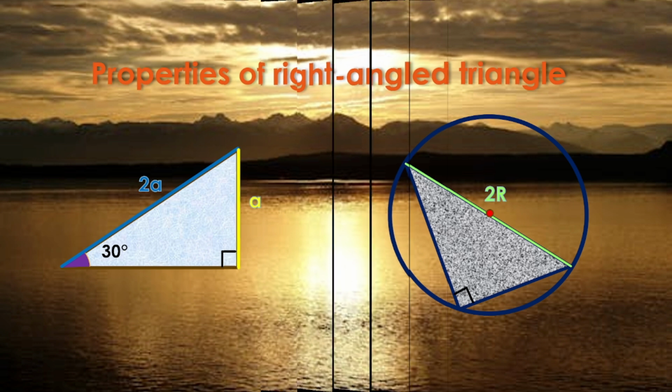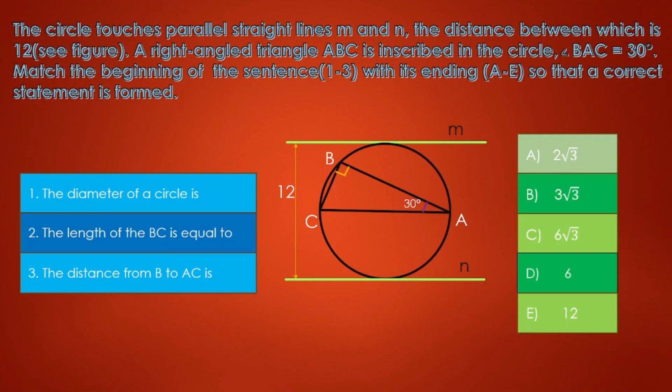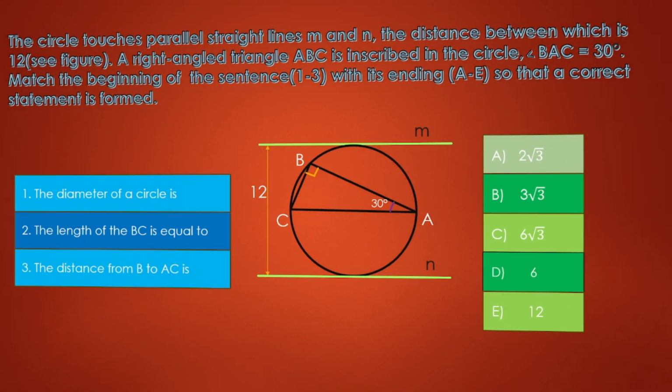Let's look at this type of problem. Compliance problem. The circle touches the parallel lines M and N. The distance between them is 12. See the figure. A right-angled triangle ABC is inscribed in the circle, angle BAC equals 30 degrees. Match the beginning of the sentence 1 to 3 with its ending A to E so that the correct statement is formed. 1. Let's solve it.